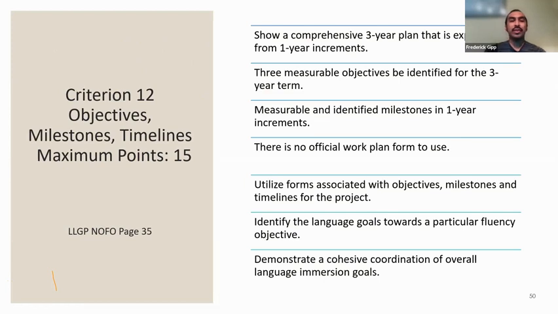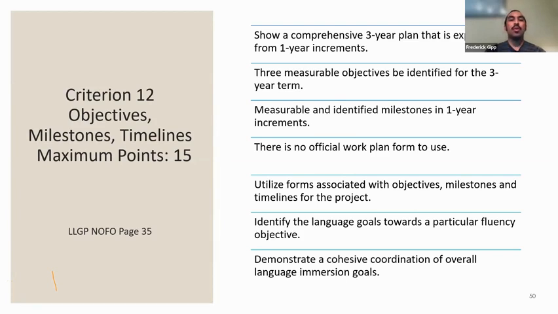So for the last criterion, number 12, objectives, milestones, and timelines, there's a maximum of 15 points to be received from grant reviewers. In this part, grant applications must show a comprehensive 3-year plan that is expanded from 1-year increments and 3 measurable objectives that can be identified within that 3-year term.